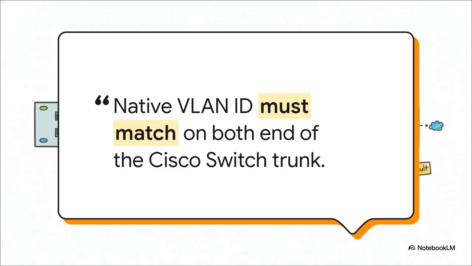And here it is, the golden rule. The one thing you absolutely cannot forget. For a trunk to work properly, the switches on both ends of that cable must agree on which VLAN is the native VLAN. If they don't match, you're going to get all sorts of unpredictable behavior and weird network errors that are a real headache to track down.